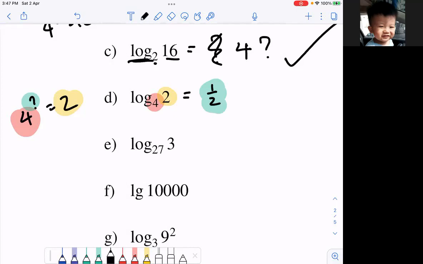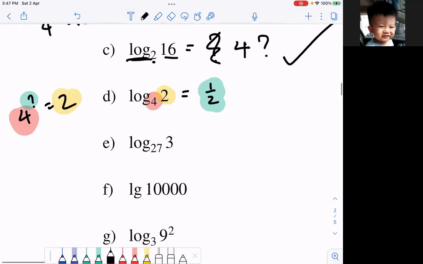Does everyone agree with Luke or not? Is D okay? Correct, right? Okay, who can do E, except Luke?